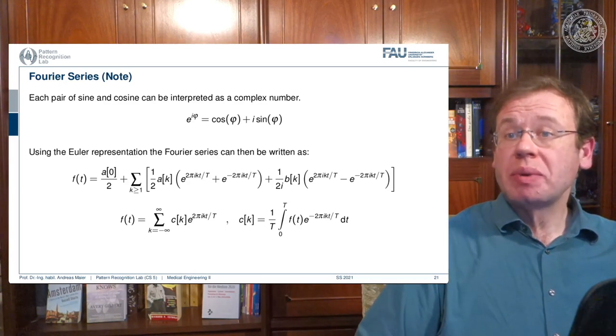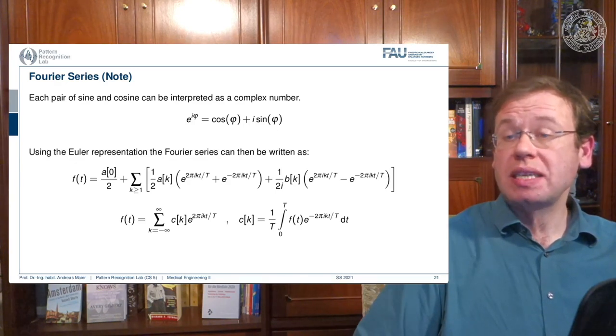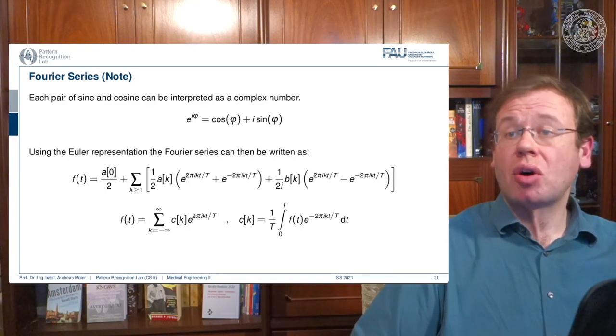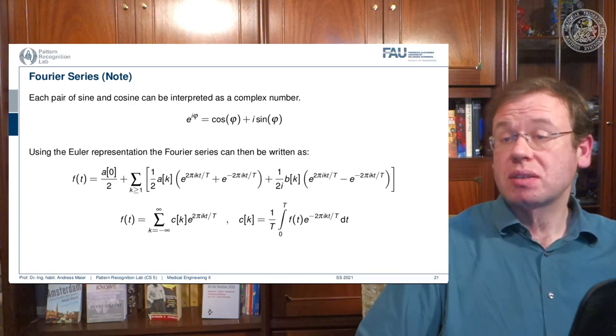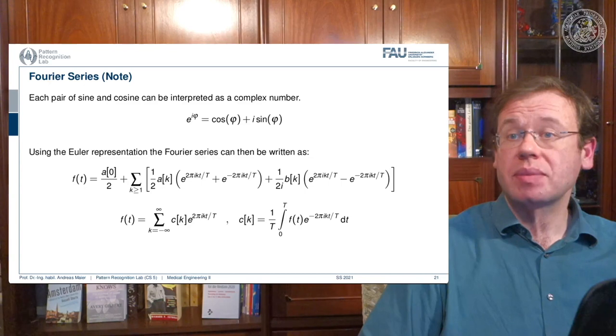Still, we can determine the c_k as the integration from 0 to T of the original function pointwise multiplied by the complex frequency here. So the projection onto the complex coefficients can still be done with this kind of projection. So it's an integration and a multiplication.